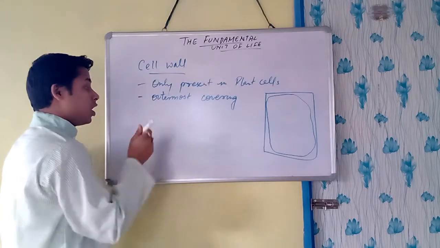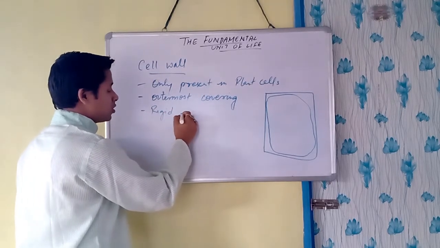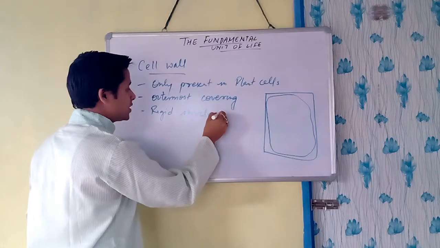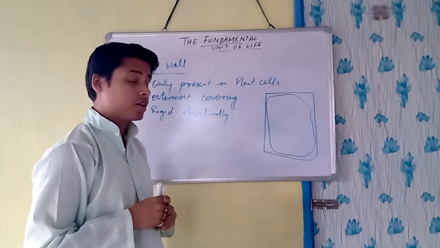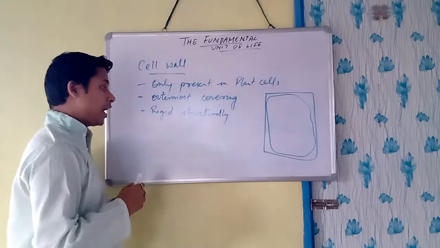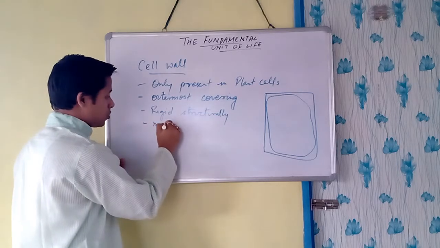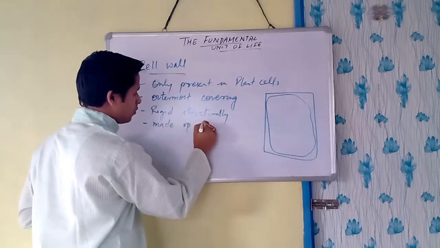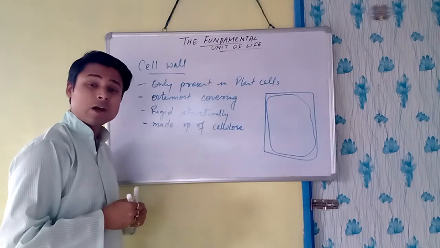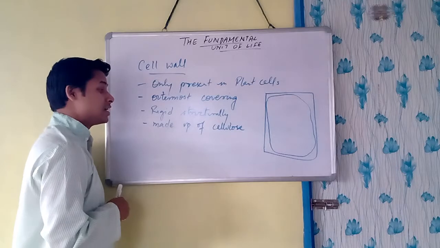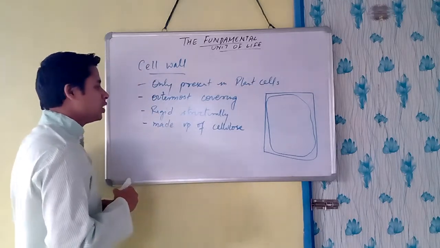And this cell wall is a very rigid structure, right? It doesn't change its shape or structure. It remains as it is. And another thing, the cell wall is rigid because it is made up of a carbohydrate called cellulose. Yes, it is made up of cellulose. That's why it is very hard and very rigid.